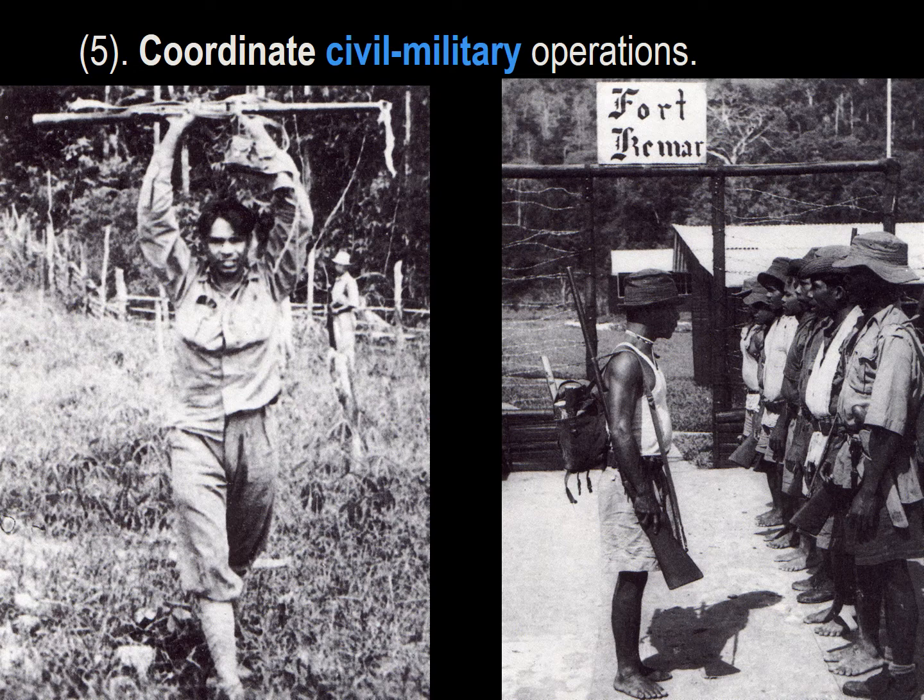By 1954, the MCP was in decline as a political force. You can see the Malay militia on the right, and on the left you can see a surrendering communist insurgent, not all of whom were Chinese.